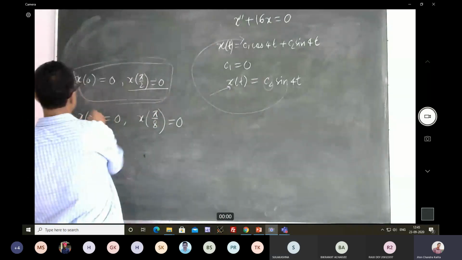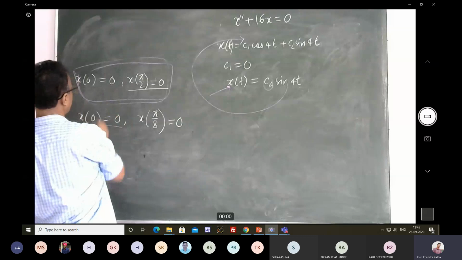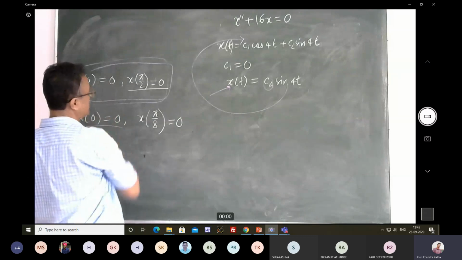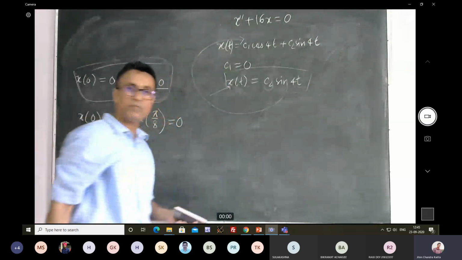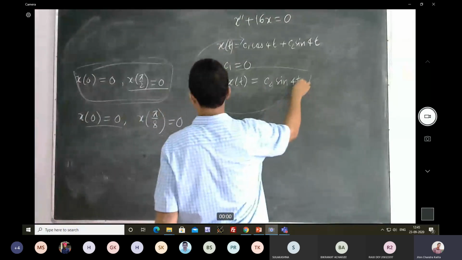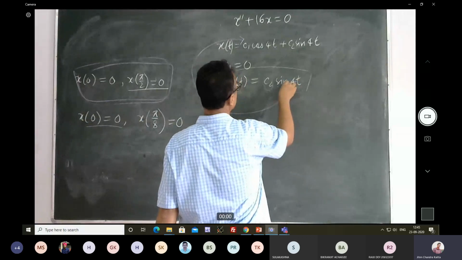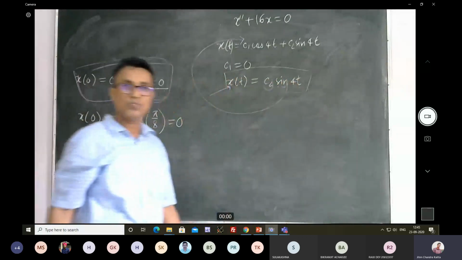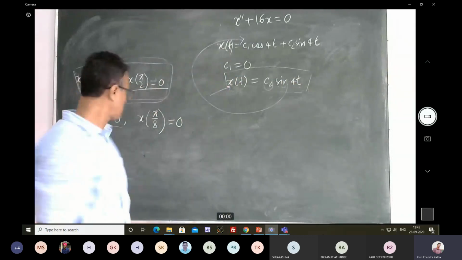Obviously, this is your boundary condition on the left side. The solution is always going to be of this type. Okay, fine. So if you plug in t equal to pi by 2, sine pi by 2 is equal to 1, so C2 will be equal to 0. So x equal to 0 will be the only solution.